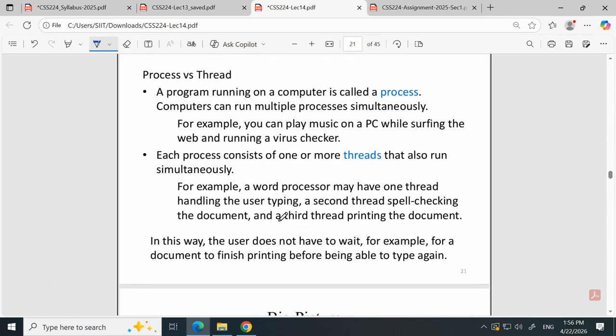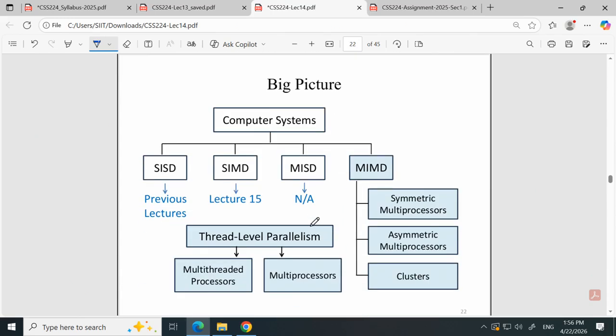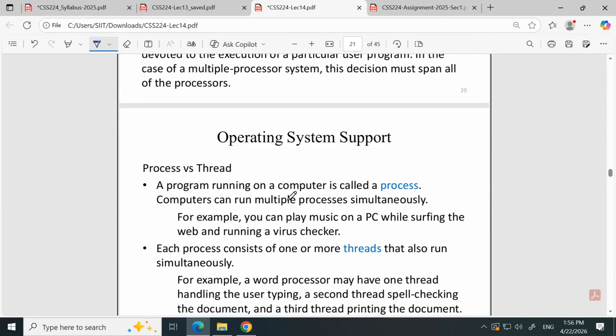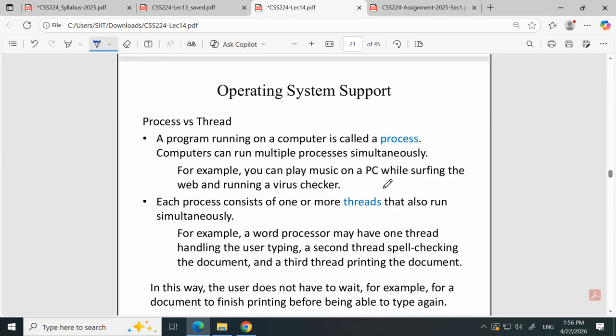Process and thread. I think this is the last slide before we start the quiz. Let's say you are running 3 programs. One program is regarded as a process. One process for one program. You watching a movie, one process. You using an Excel, one process. One process consists of multiple threads.